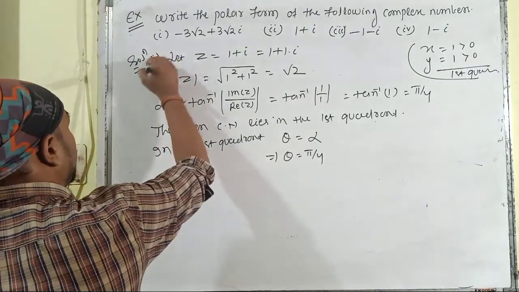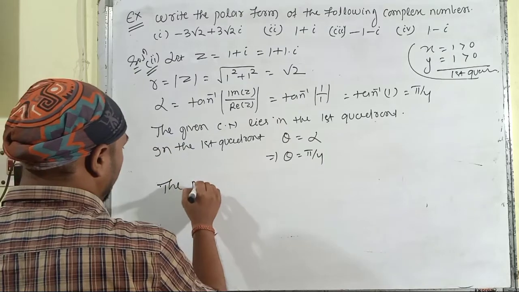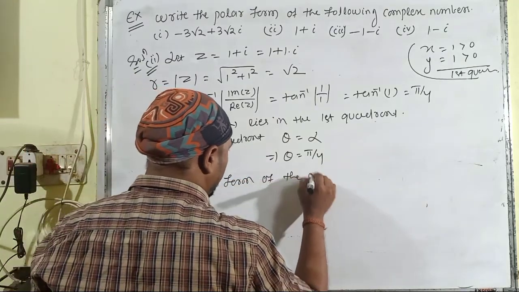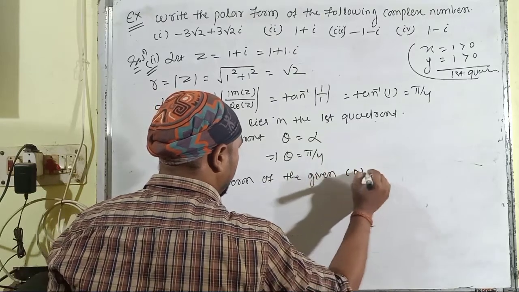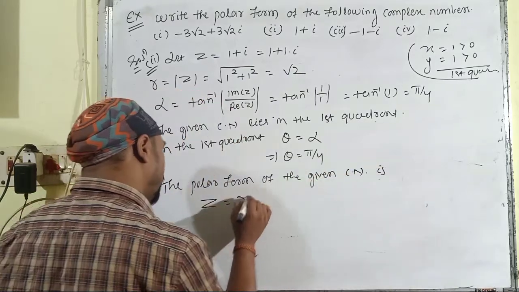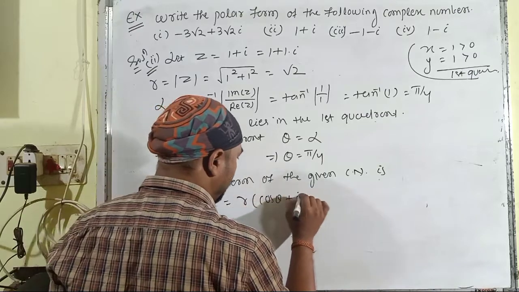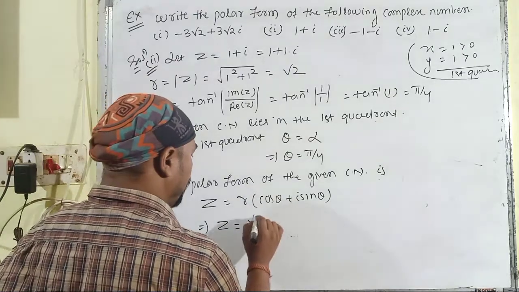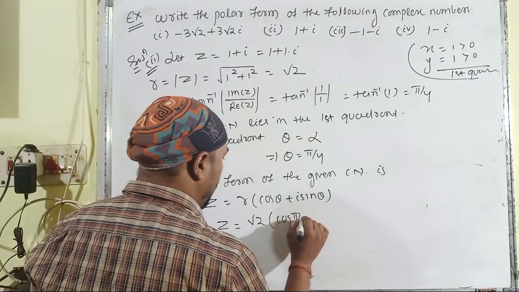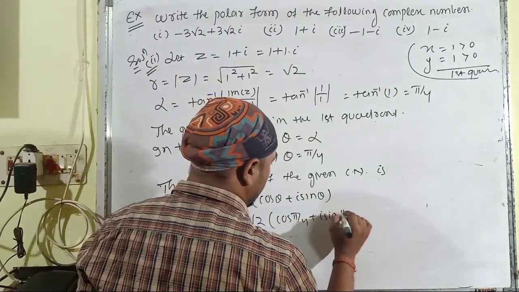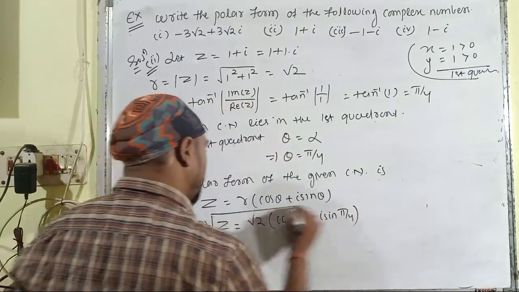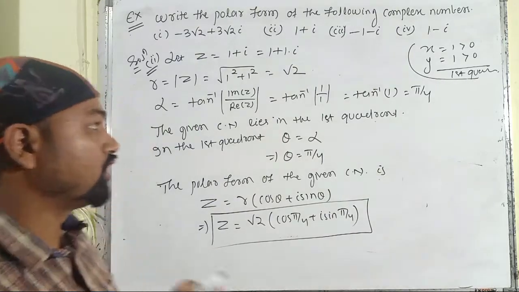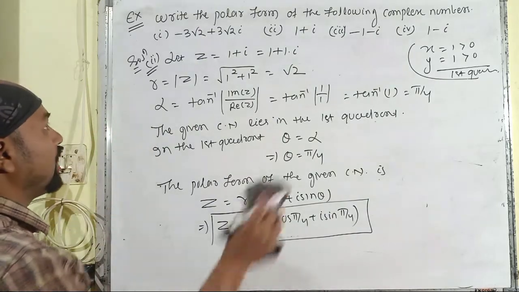It is the second one. The polar form of the given complex number is z is equal to r multiplied with cos theta plus i sin theta. That implies z is equal to root 2 multiplied with cos pi by 4 plus i sin pi by 4. And here it is the resultant polar form of the given complex number. Then moving towards the third one.